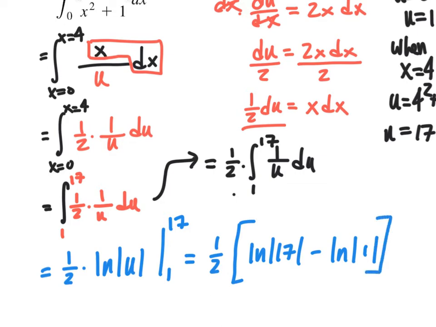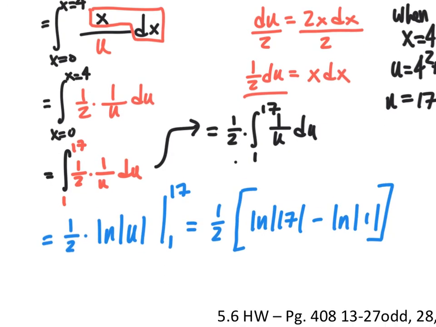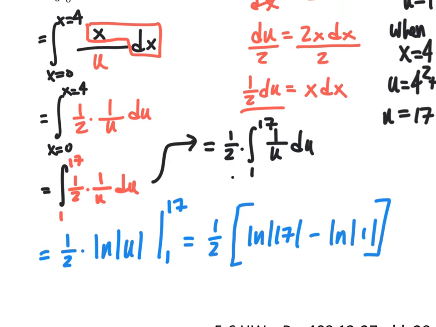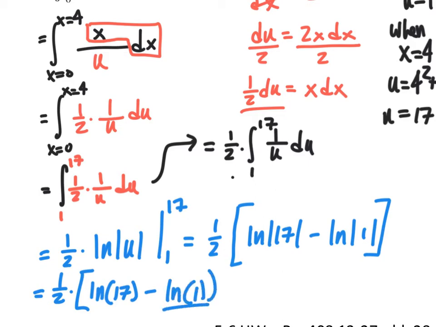Now, the next step is to evaluate the absolute value. This is going to give me 1/2 times the quantity. The absolute value of 17 is just 17, so the natural log of just 17. And the absolute value of 1 is just 1, so minus the natural log of just 1. Now this part, guys, is 0, so we don't really have to worry about that.